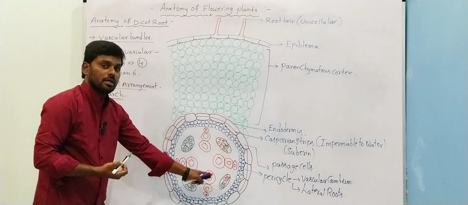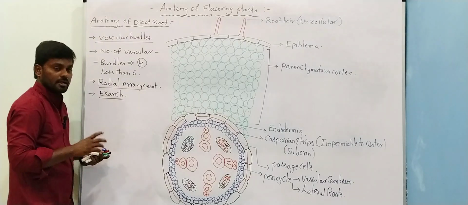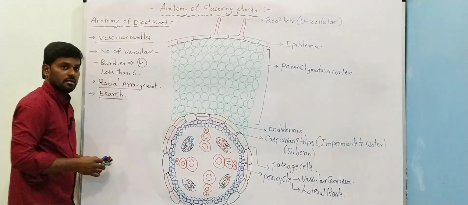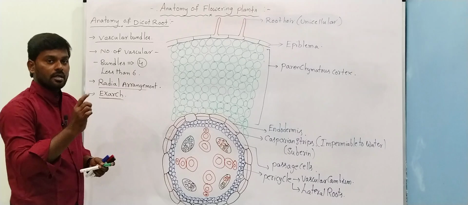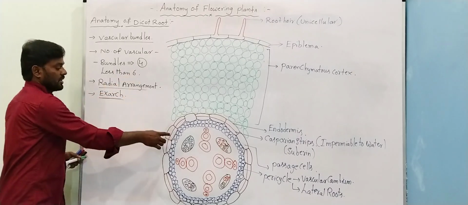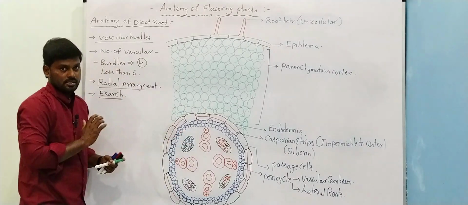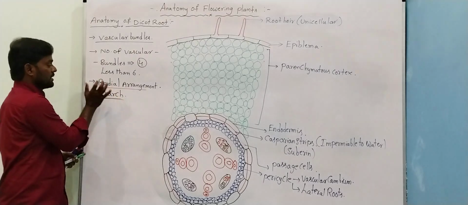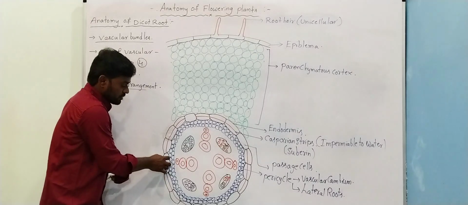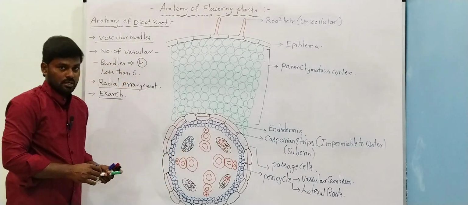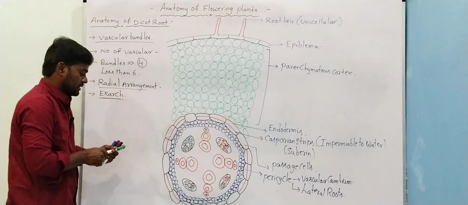It is arranged in a radial arrangement. Radial arrangement means xylem and phloem are arranged on different radii, in an alternate manner. And next, the number of vascular bundles is less than 6, that is 4. Next one, exarch condition means protoxylem towards the outside and metaxylem towards the inner side. That condition is called exarch.